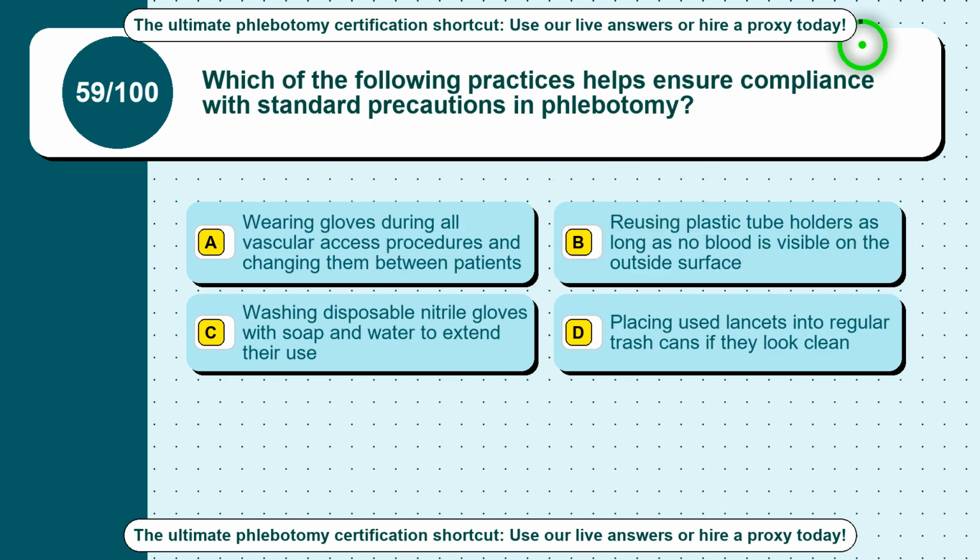Question 59. Which of the following practices helps ensure compliance with standard precautions in phlebotomy? Option A, wearing gloves during all vascular access procedures and changing them between patients. Option B, reusing plastic tube holders as long as no blood is visible on the outside surface. Option C, washing disposable nitrile gloves with soap and water to extend their use. Option D, placing used lancets into regular trash cans if they look clean.